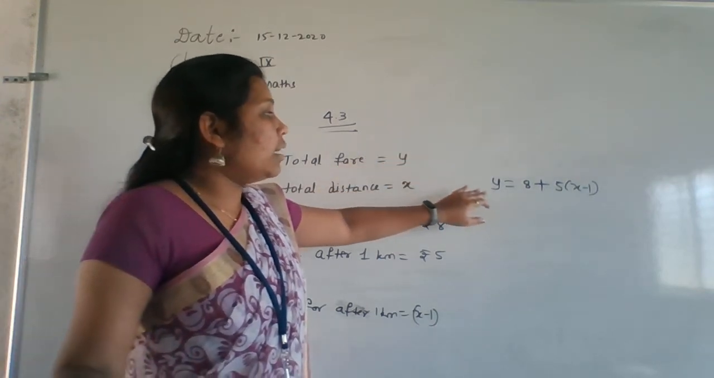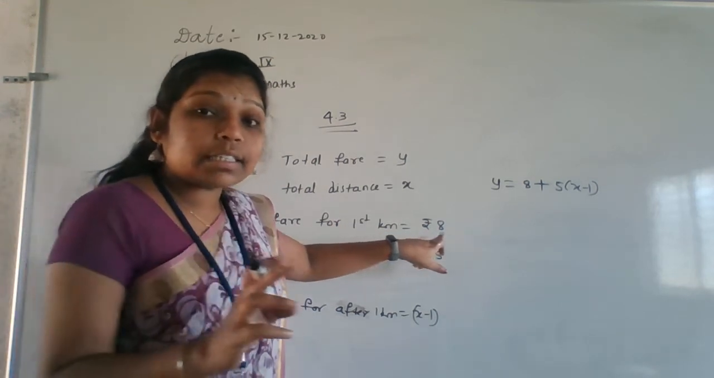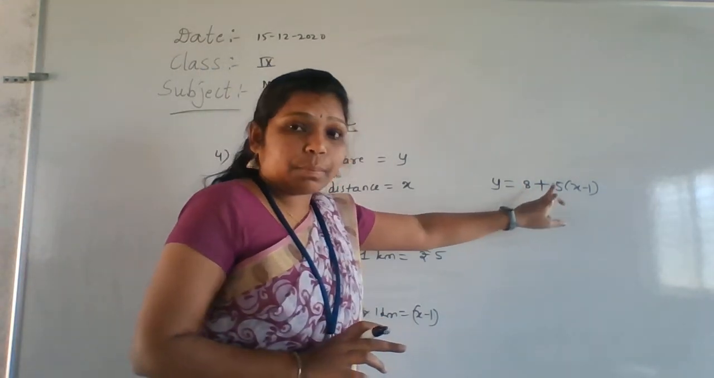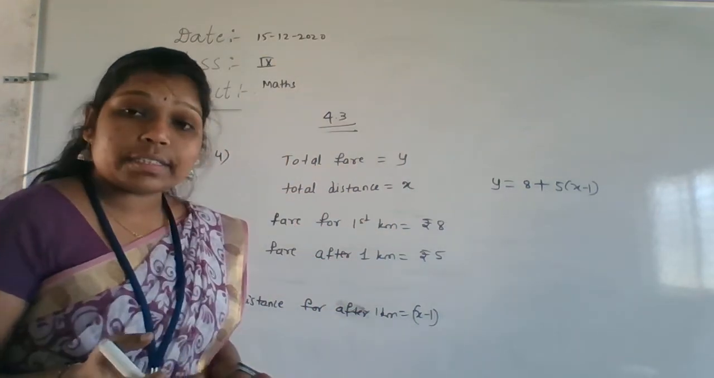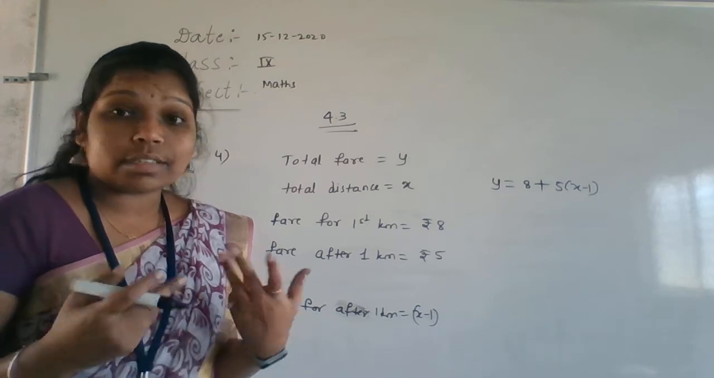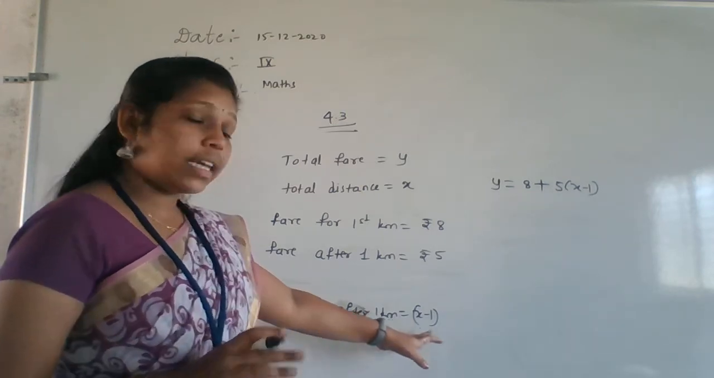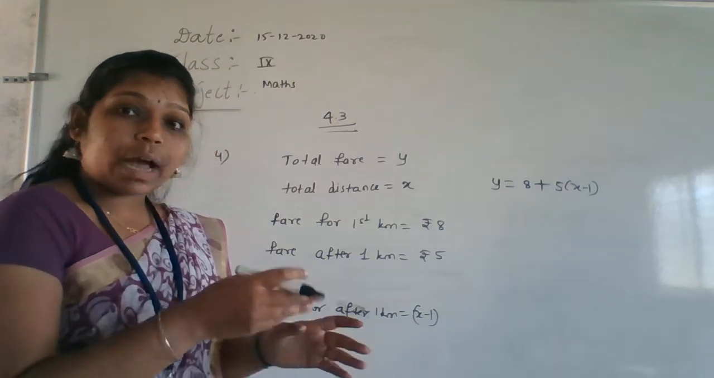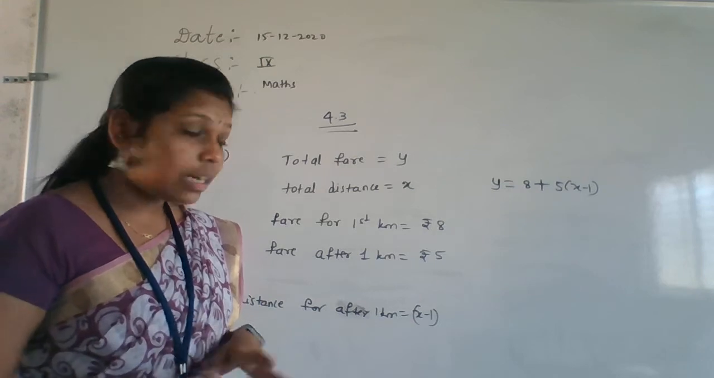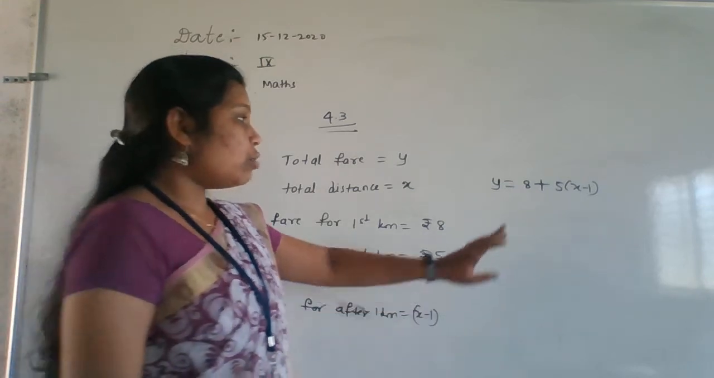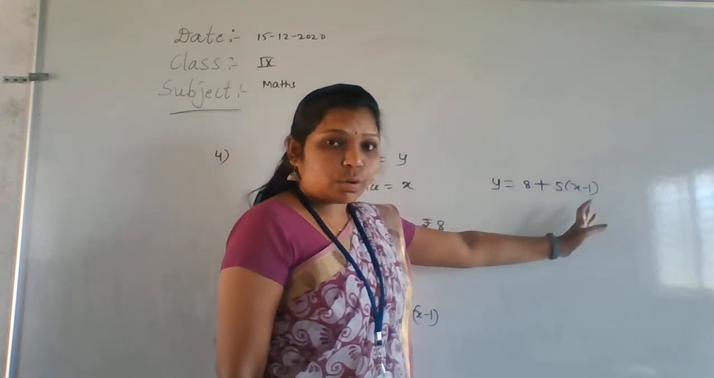Like that, and here y is equal to what? For the first kilometer it is rupees 8, that is 8 plus, next after 1 kilometer the rupees is 5. But we don't know what the distance there is. So for that reason the distance is x minus 1, because we have to subtract 1 kilometer. So the distance is x minus 1 and the rupees is 5, so 5 into x minus 1. This is the distance, we don't know that distance.